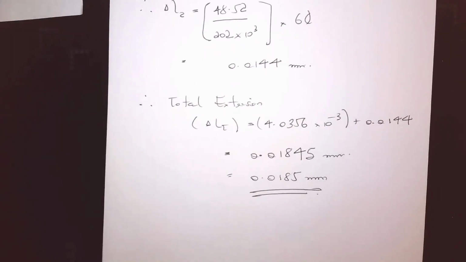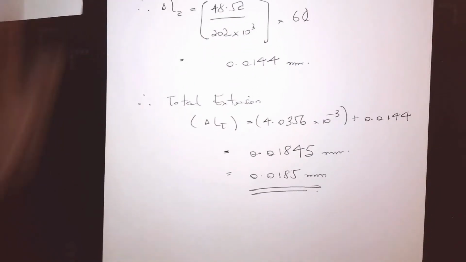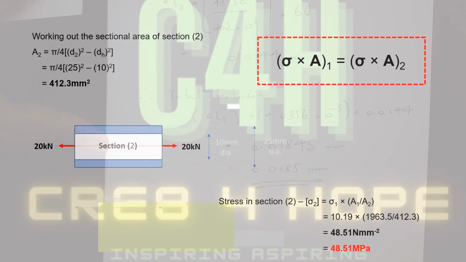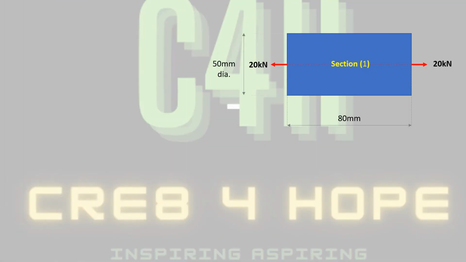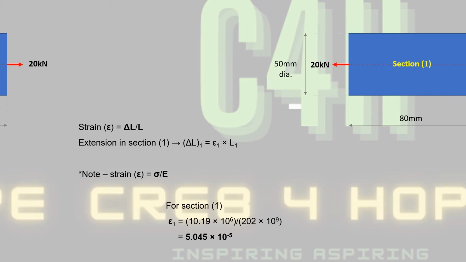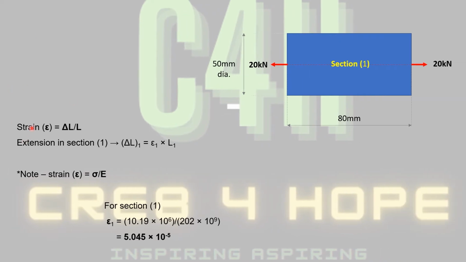So we've seen how the concept of the compatibility equations makes it easy for us to solve problems similar to this. So we're now going to calculate the extension. So how do we go about doing that? We know that stress is equal to force divided by area. Strain, which is characterized by epsilon, is equal to the change in length to the length. So if we want to calculate the extension, we make delta L the subject of the expression. Thus, delta L is equal to epsilon times L1.